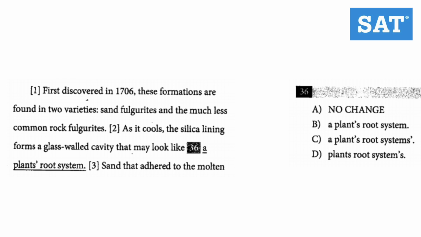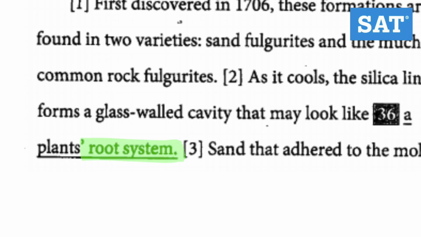Silica lining forms a glass walled cavity that may look like plant's root system. How many plants? One plant or many plants? To answer this question, you could look here, root system. It doesn't say root systems, because if we had many plants, then they would have had many root systems. Therefore, we're talking about one plant.